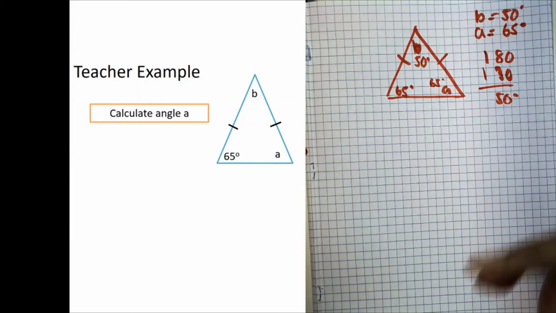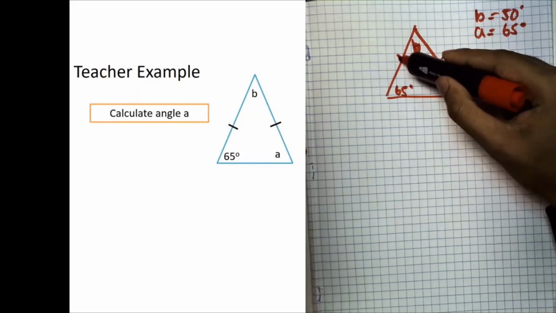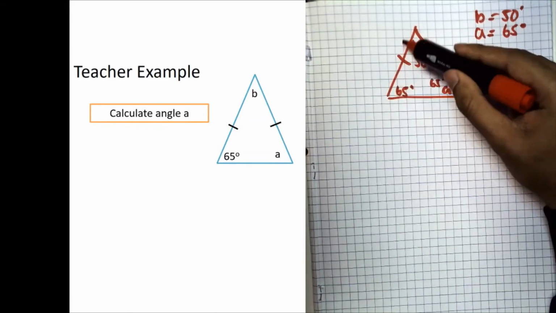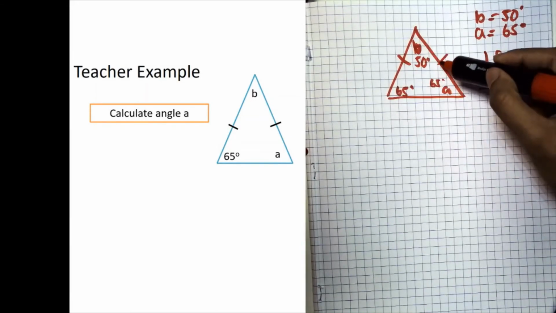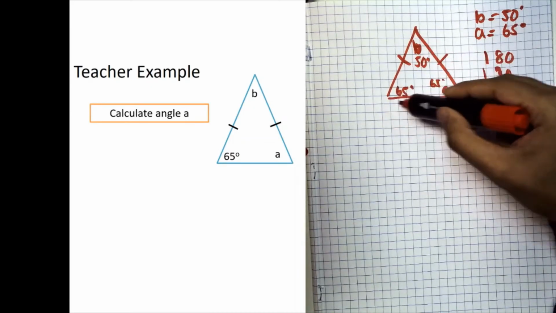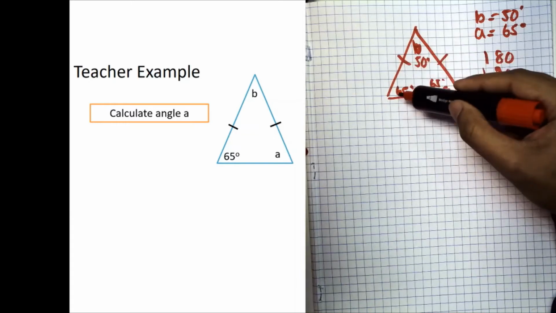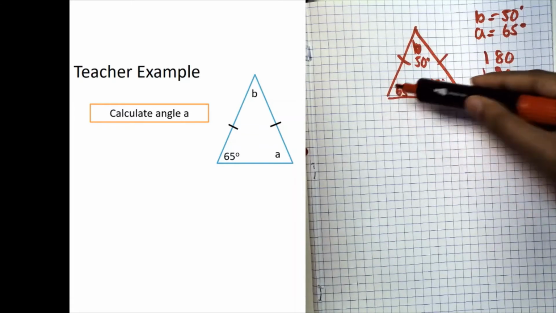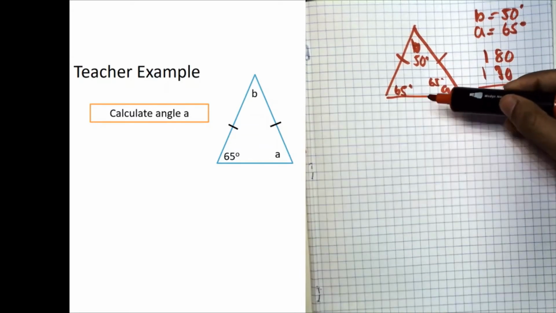So key things to note: the lines that cross these edges denote that the sides are the same length. And from there, if there's a base and the two same length sides, we know it's an isosceles. Therefore, if this is 65 degrees, this is also 65 degrees.